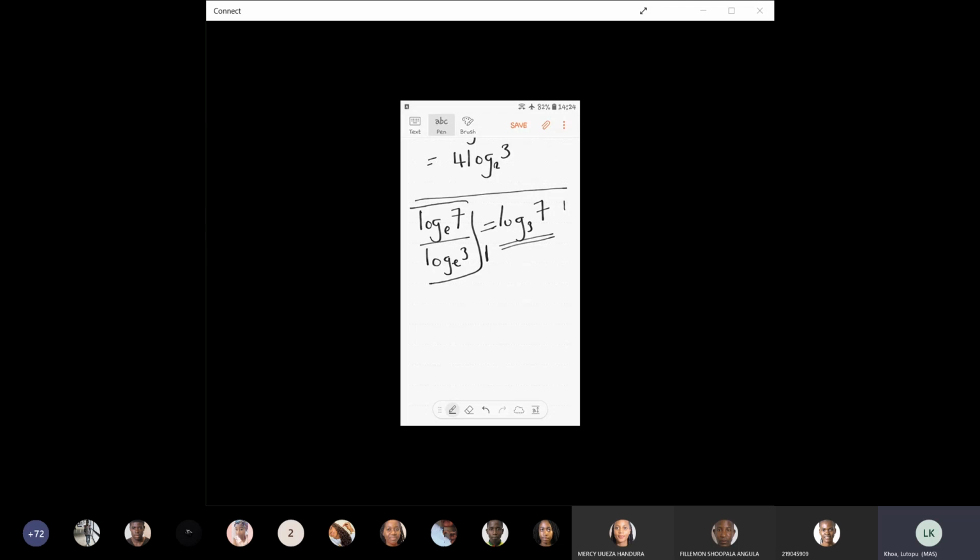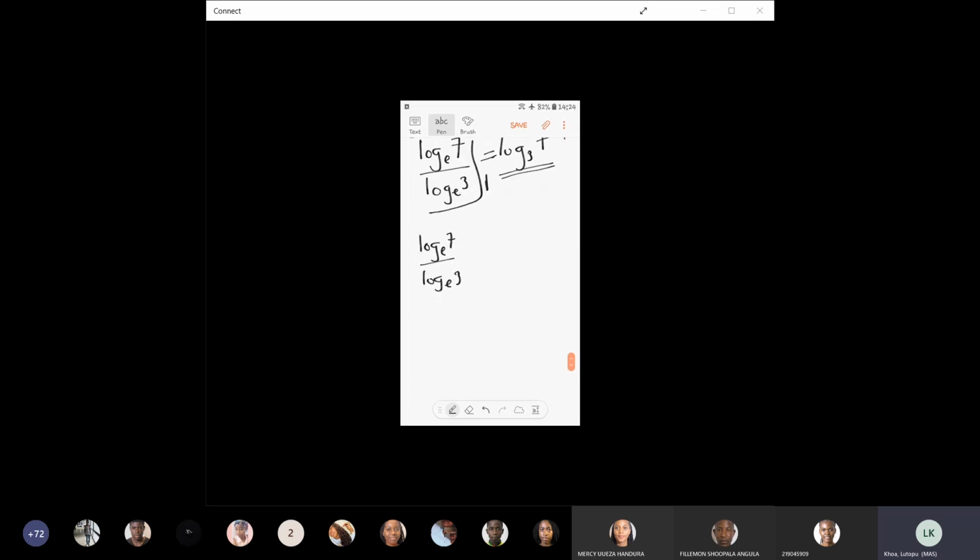So if I have this log base e of 7 over log base e of 3, what I can do is change the base of the logarithm. I'm going to change the base of the numerator to 3 and the denominator to 3 as well. So when I change the base, I write one big fraction and then I write the new log. This is log base 3 in the numerator, in the denominator as well, log base 3, and then 7, and then 7.